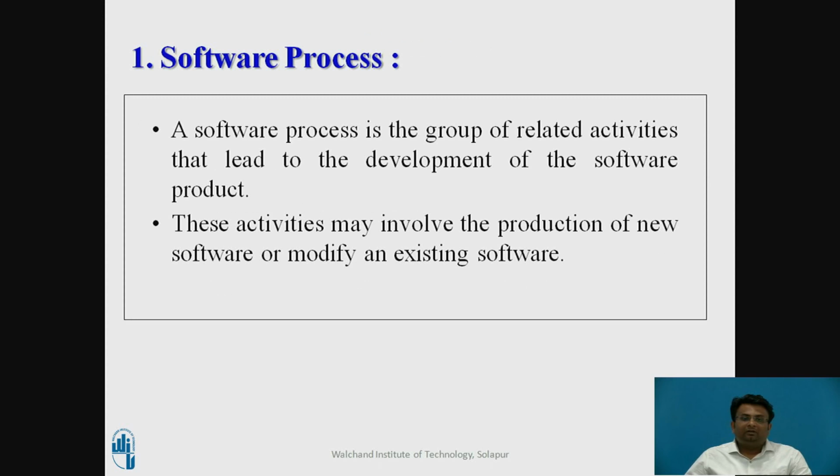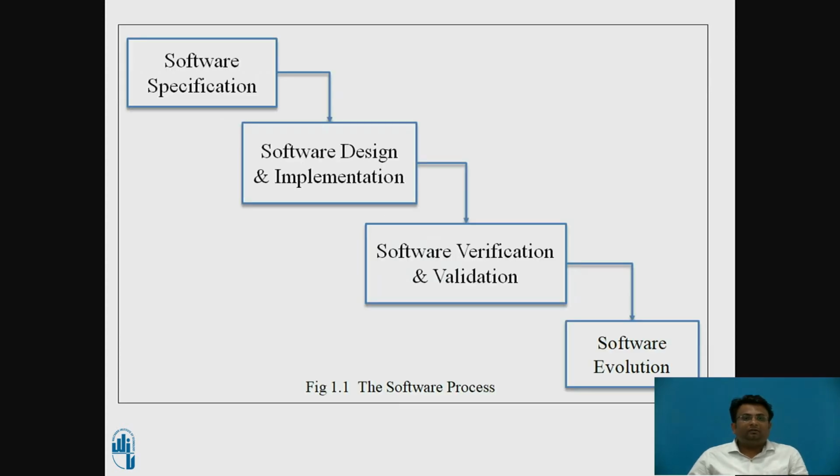Software process. A software process is nothing but a group of related activities that leads to the development of the software. These activities may involve the production of the software from the scratch by using a language such as C, Java, C++, or modification of the existing software. Figure shows the block diagram of the software process.